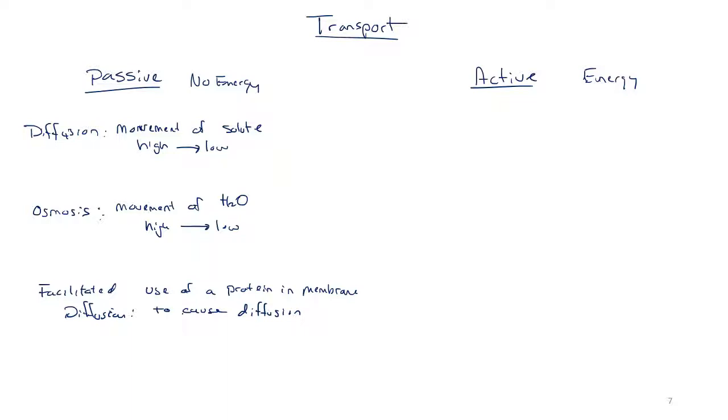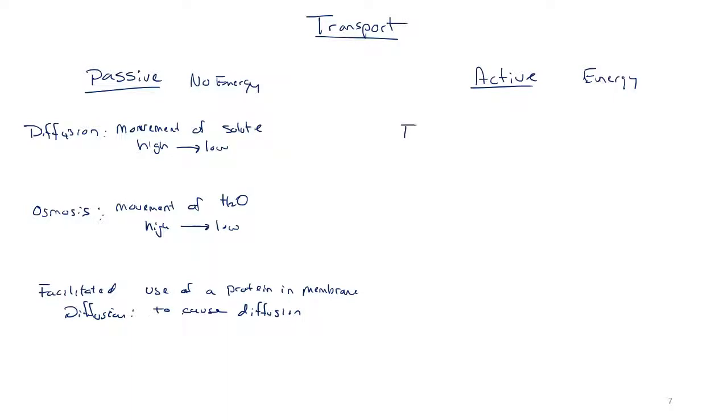Water needs to pass through cells, but it can't normally because there's a nonpolar surface inside the membrane. So they have to use a channel called an aquaporin to help transport water through there. That's a pretty big distinction, and it's still no energy. And then we have active transport.